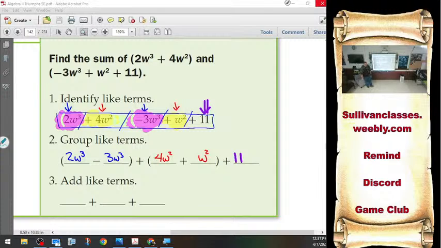Negative 1 waffle. So I don't know, you owe me a waffle. So negative, okay, I'm just going to write the whole thing, but we'll talk about it later. Negative 1w cubed. Okay, I got that part out of the way.